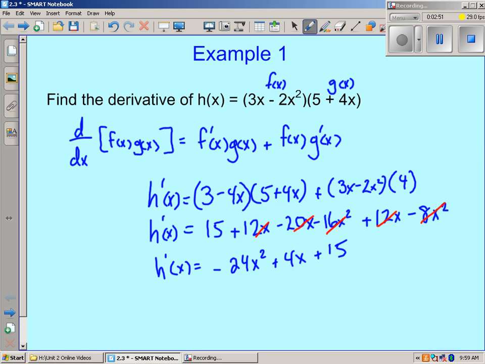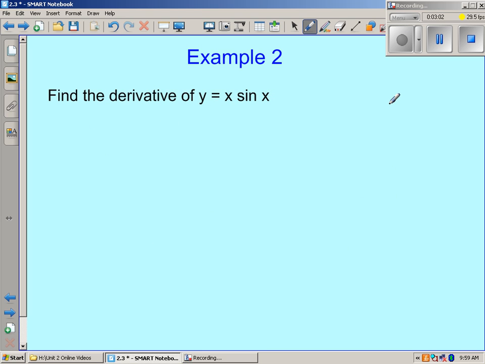And so that's really what you're doing when you do the product rule. You could multiply this out originally and take the derivative of it, but that's just a lot of extra work for you. So moving along into example 2, we are going to find the derivative of this.